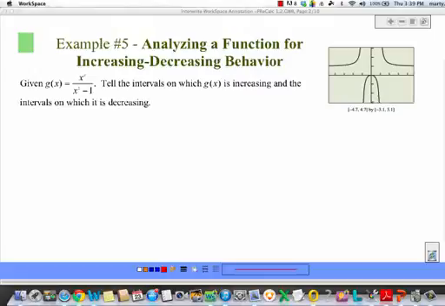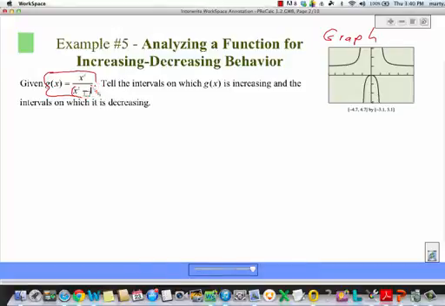Here's an example analyzing function behavior for increasing and decreasing behavior. First thing we have to do is graph it. I've got the graph of it over here. So you could type this function g of x into your calculator. Please make note that when you type something like this into your calculator, you need to do x squared divided by x squared minus 1, and you need to make sure that you put your x squared minus 1 in parentheses. Otherwise, your calculator will misinterpret what you're trying to tell it. And remember, it's really not the calculator's fault. It's more of operator error than anything else.